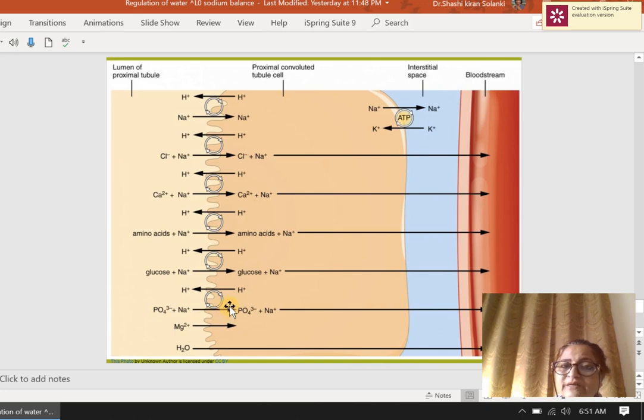Antiport, one is going inside. Antiport occurs in the interstitial fluids, where sodium ions move out of the cell and potassium ions come inside the cell. 3 molecules of sodium go out and 2 molecules of potassium come in. So this is how the sodium and potassium pump activates in our body in the process of reabsorption.